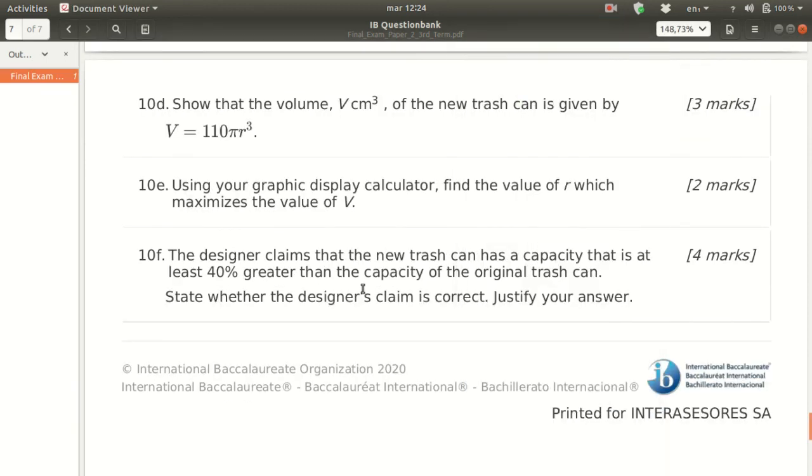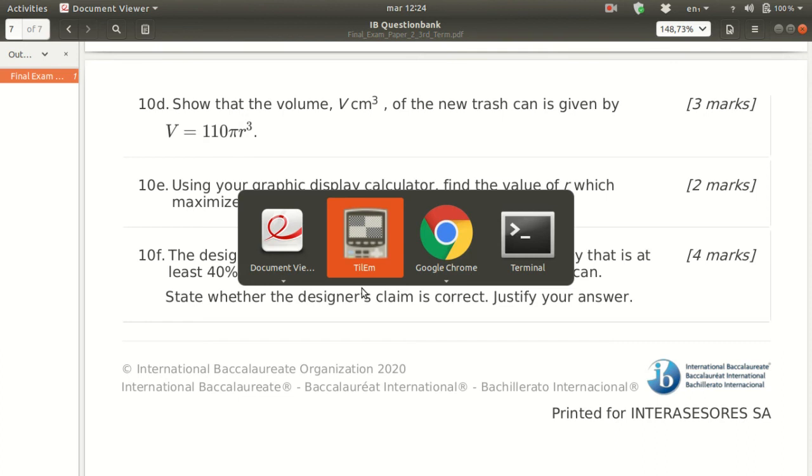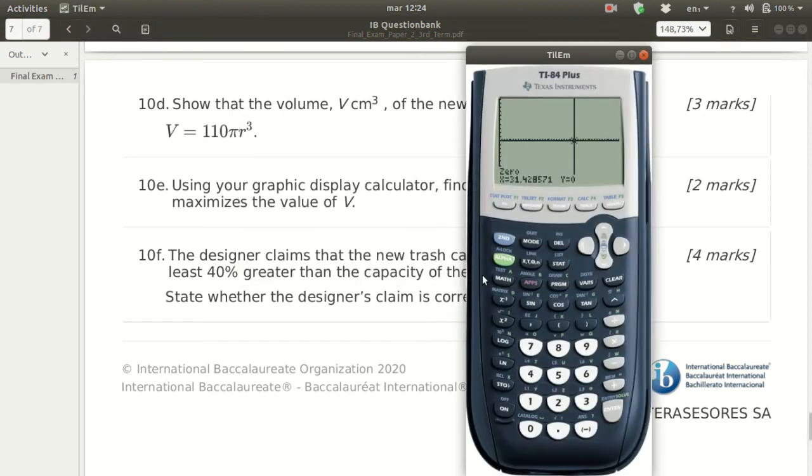All right, the last question. The designer claims that the new trash can has a capacity that is at least 40% greater than the capacity of the original trash can. State whether the designer's claim is correct. So, the original trash can was 70, oh, there it is. So I'm going to multiply this by 1.4. 40% greater means, one way to do it is to multiply by 1.4. Or you can find 40% of that number and then add it, but it would be the same thing.